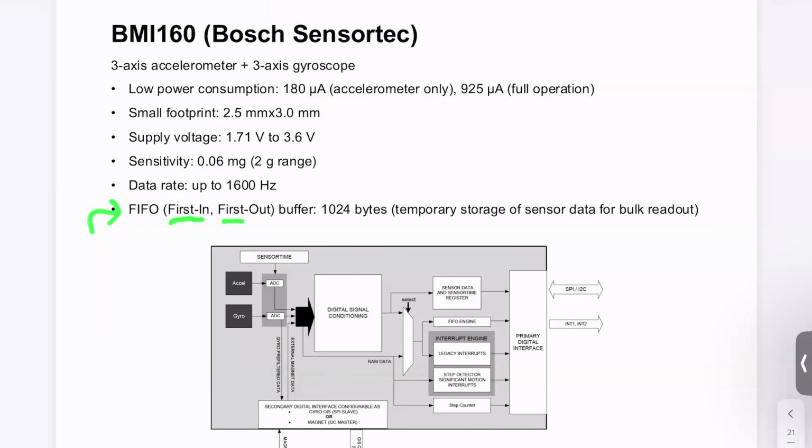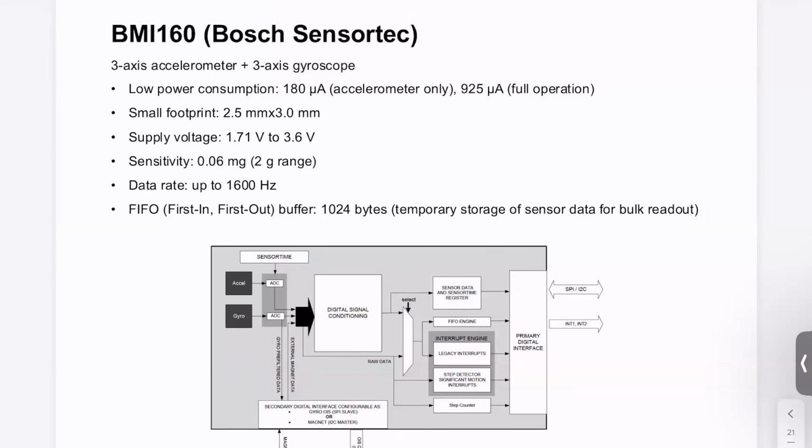First in, first out buffer. So, our accelerometer is generating data at a very high sampling rate, like 1,600 hertz. So if you have to read every single piece of data once it is generated, your processor will be very, very busy.